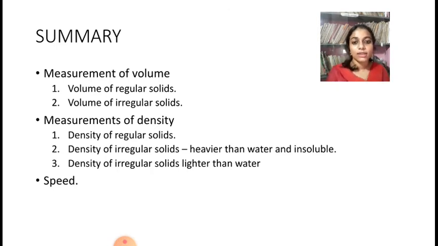And the last topic is speed. Speed is the distance covered by an object per unit time. To calculate the speed of a moving object, we use the formula distance covered divided by time taken. And the SI unit is meter per second. Kilometer per hour and centimeter per second are also used. So these are the things that we have discussed in this chapter.